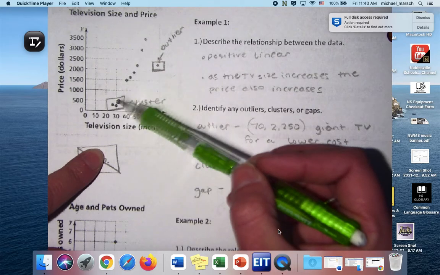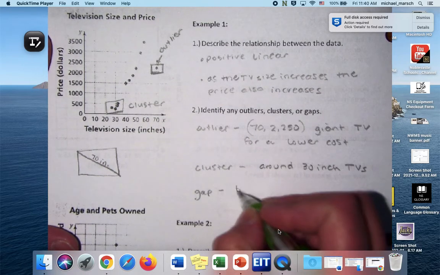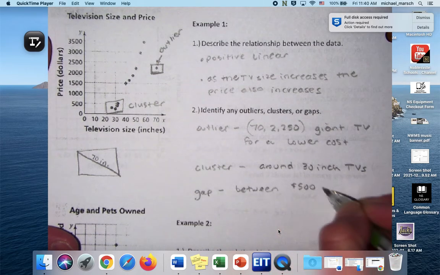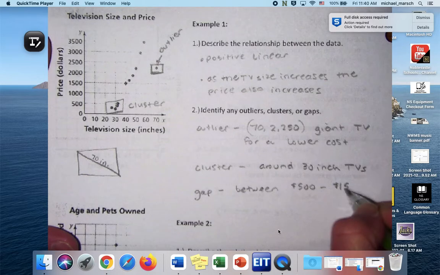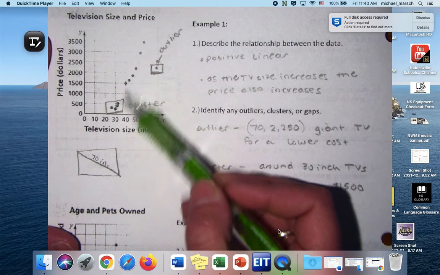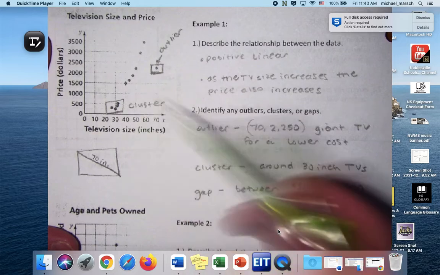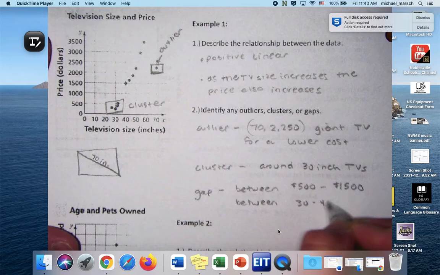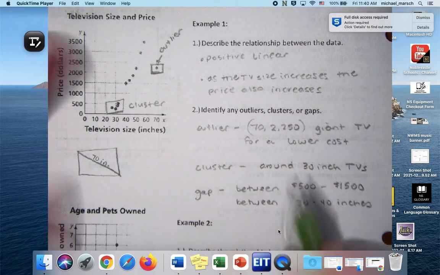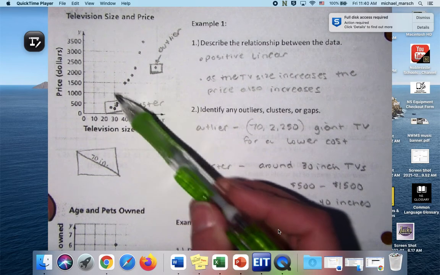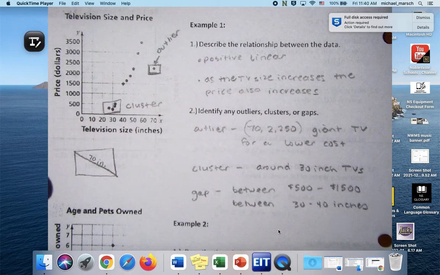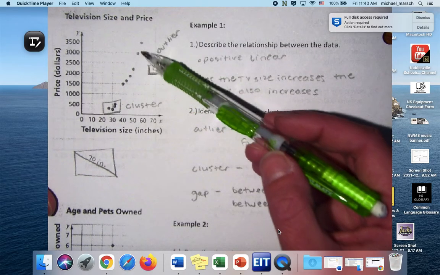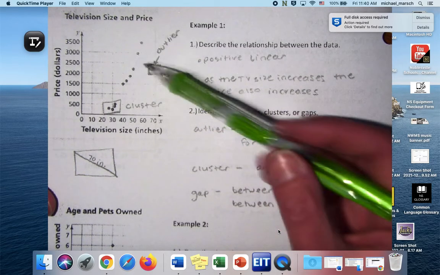In between the outlier, 40 and, in between, like, 30 and 40. So between $500 and $1,500, right, there's no plots. Or you could say between, like, 30 and 40 inches. That's that same area right here that they're talking about. Or you could have said between $2,200 up to $3,000 is a gap.